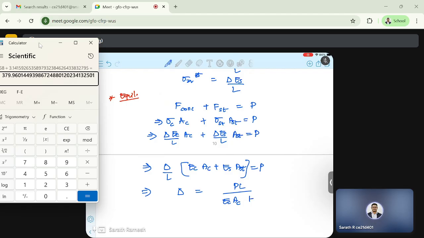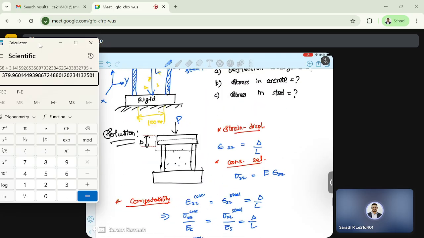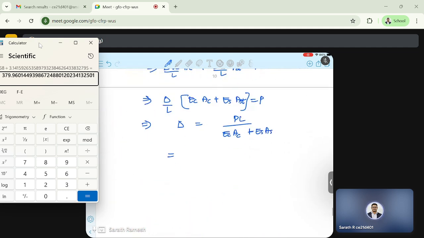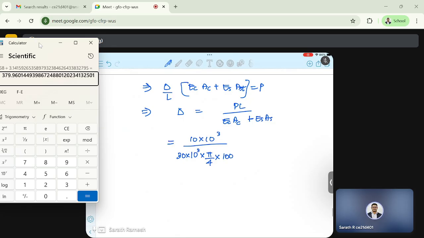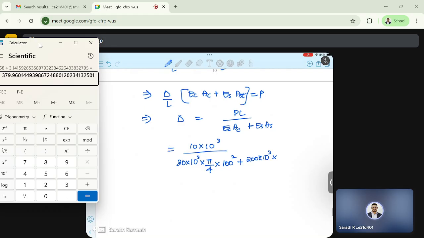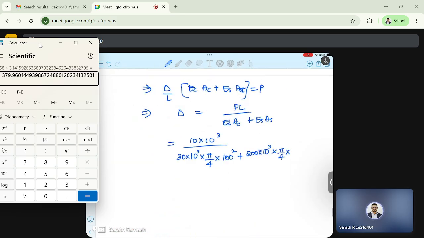Let's substitute everything. What is P? The problem gives P as 100 kilonewton. So 100 into 10 power 3, divided by 30 gigapascal into area, which is pi by 4 into d square. D square is 100, the diameter. So 100 square plus 200 into 10 power 3 into AS. The steel pipe diameter is given as 10 mm, so pi by 4 into 10 square.